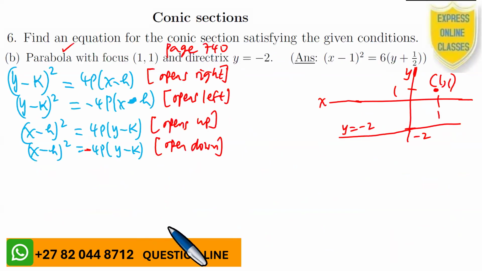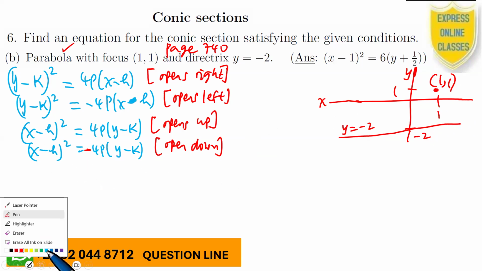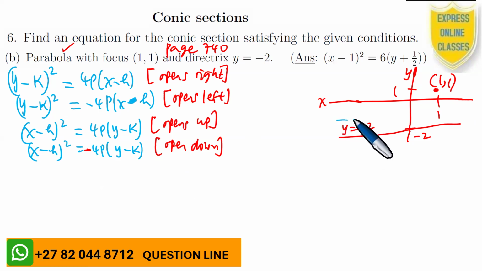Now we want to do this one, but this one is just a translated one. So the focus is at 1, 1. The directrix is at -2. Now you need to think about this, because the vertex is always between the directrix and the focus. The vertex is always in the middle, because P is the distance between the focus and the directrix. If the directrix is this one and the focus is this one, then the vertex is in between them.